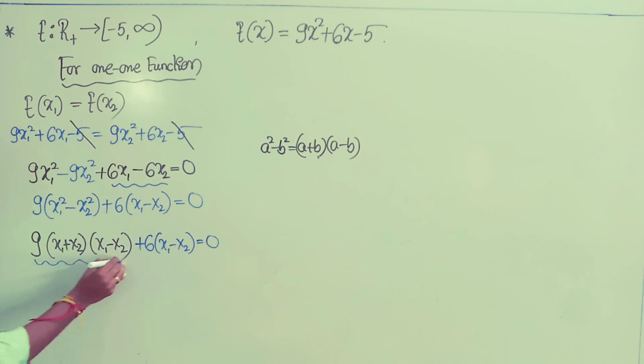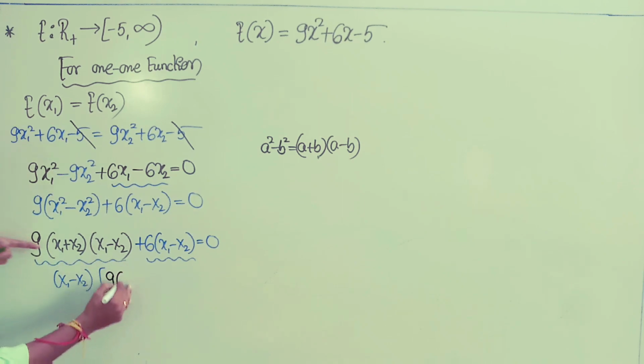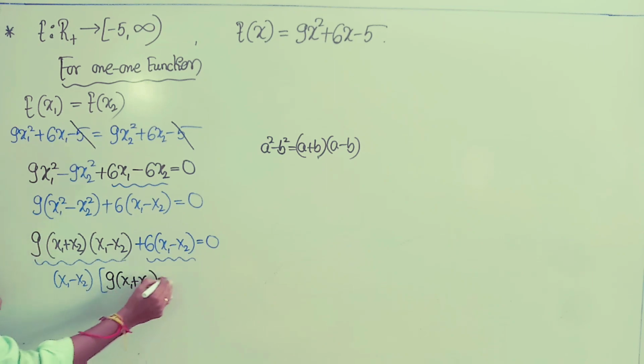In between these two terms, something is common. What's the common term? x1 minus x2 is the common term. Now what are the remaining terms? 9 remains, x1 plus x2 remains, plus 6 remains.